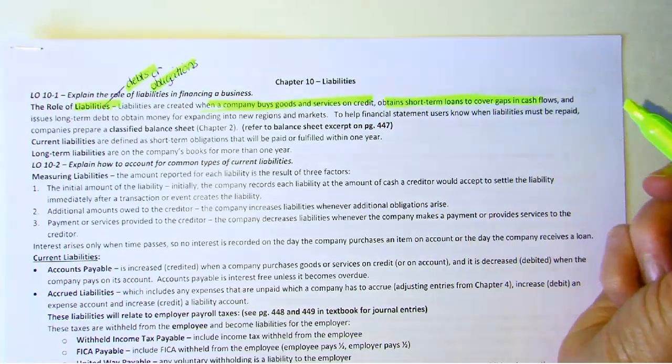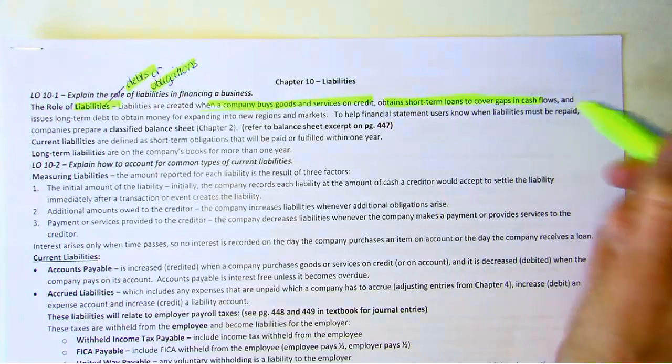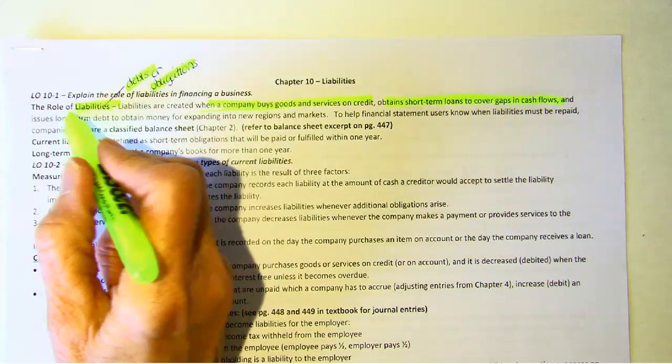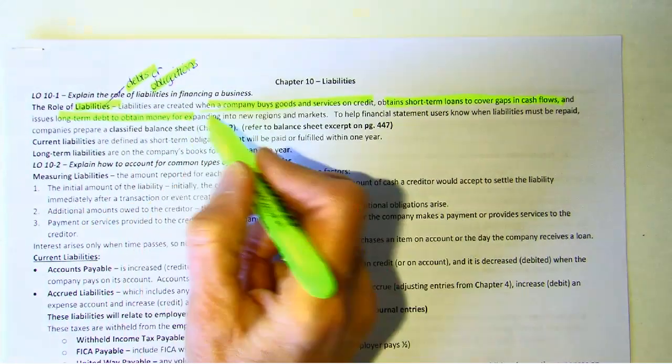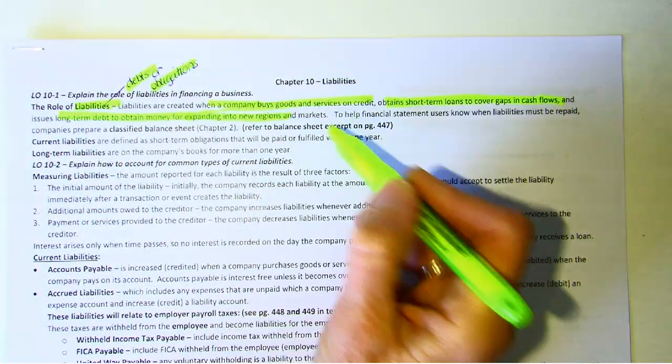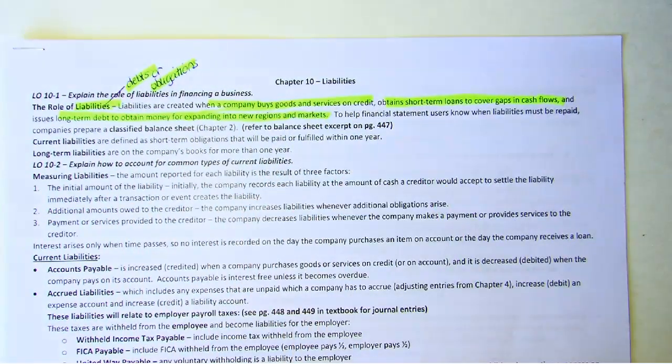So liabilities are created primarily when a company buys goods and services on credit, or when they obtain short-term loans to cover gaps in cash flows, or when they issue long-term debt to obtain money for expanding into new regions and markets. There's going to be other examples as well, which we'll talk about in a few moments.